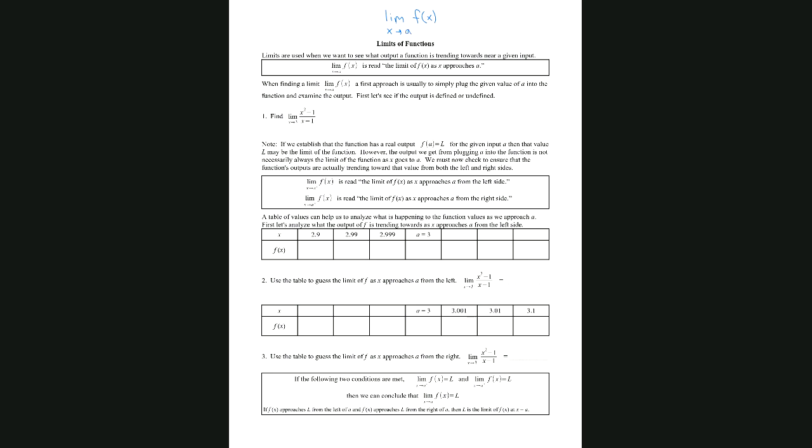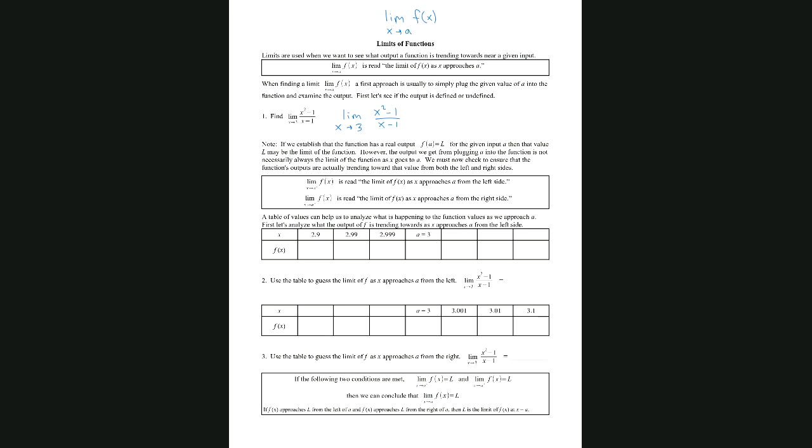Let's try it with number 1. In words, we're looking for the limit of the function x squared minus 1 over x minus 1 as x approaches a value of 3. So here a is 3.